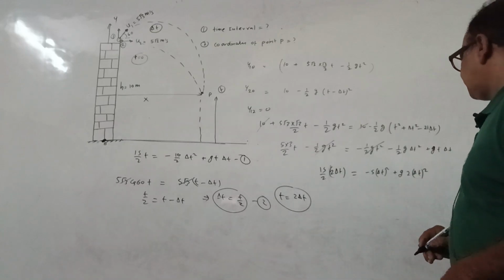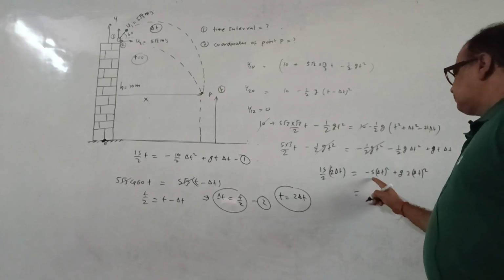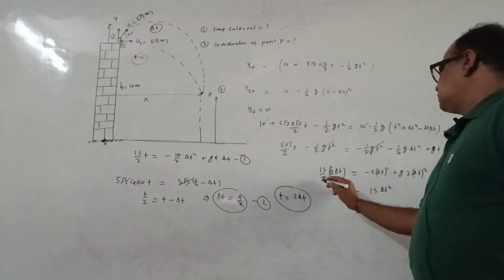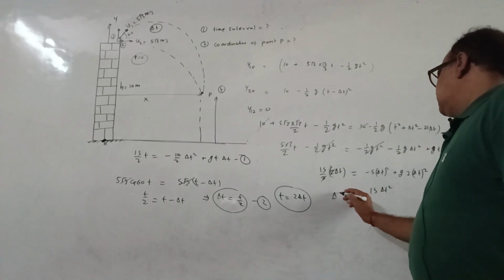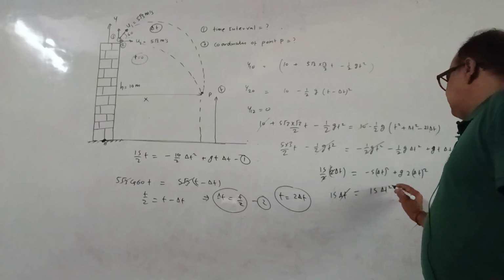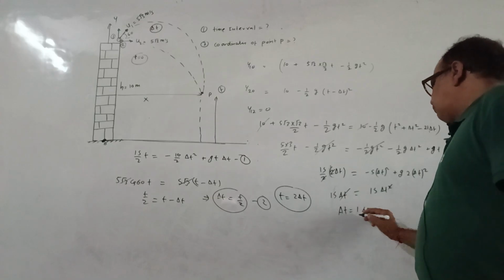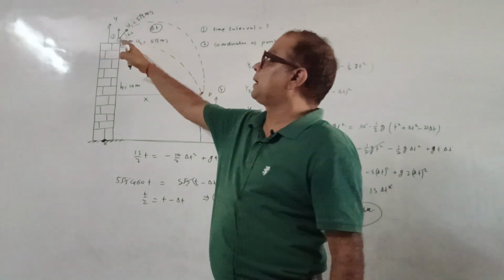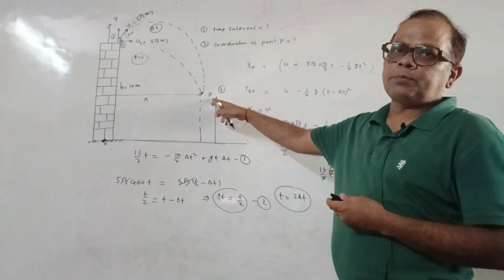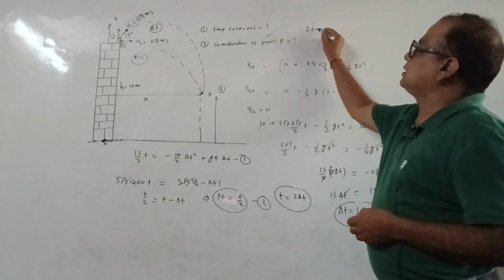So this is 20 delta t square, and this is 5 delta t square, this is 15 delta t square, and this is also 15 delta t, this is also 15 delta t. So one delta t will cancel, and delta t comes out to be 1 second. So after 1 second of projection of the first particle, the second particle can be projected so that it can meet at point P. So this is solved and the time interval is 1 second.